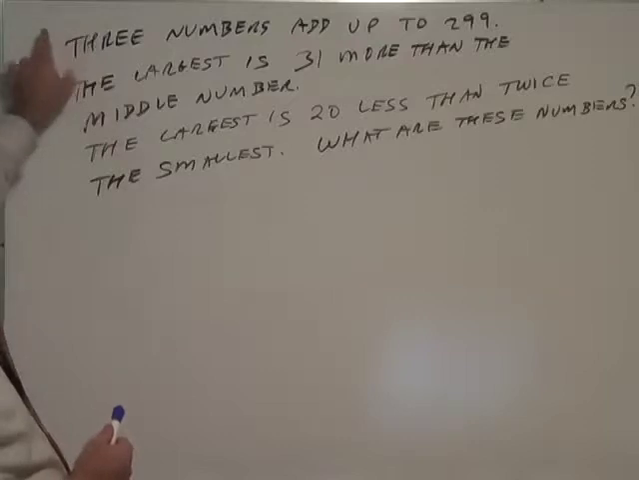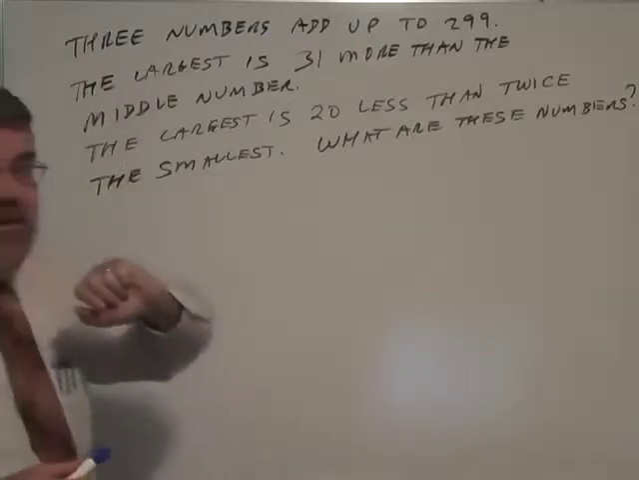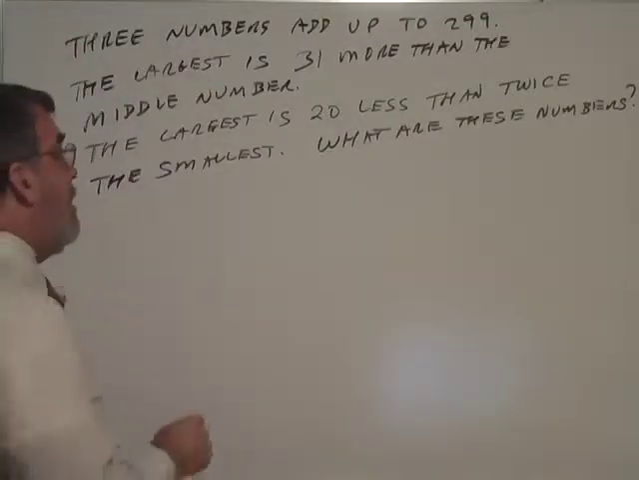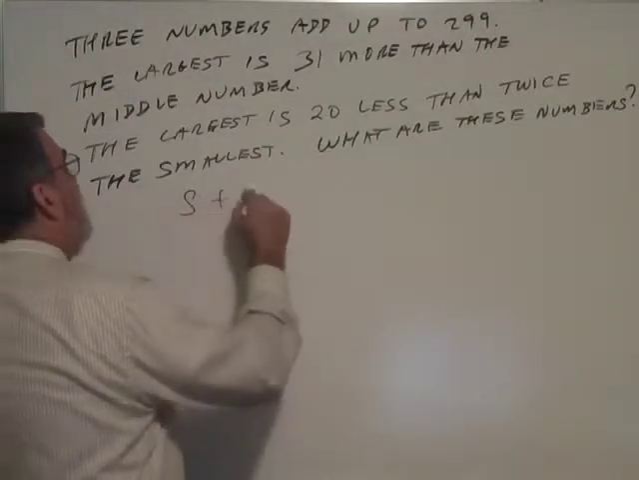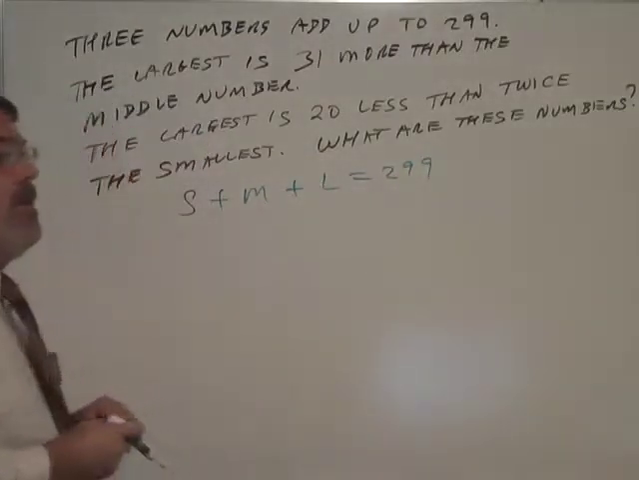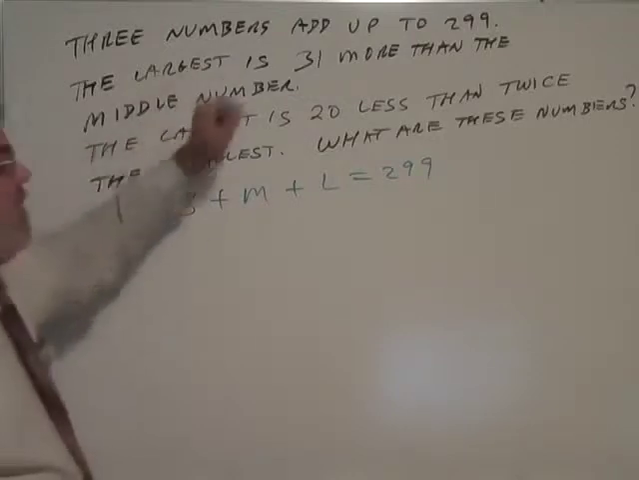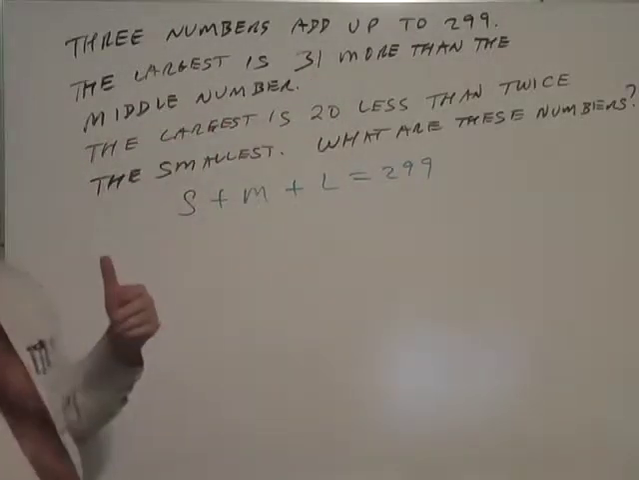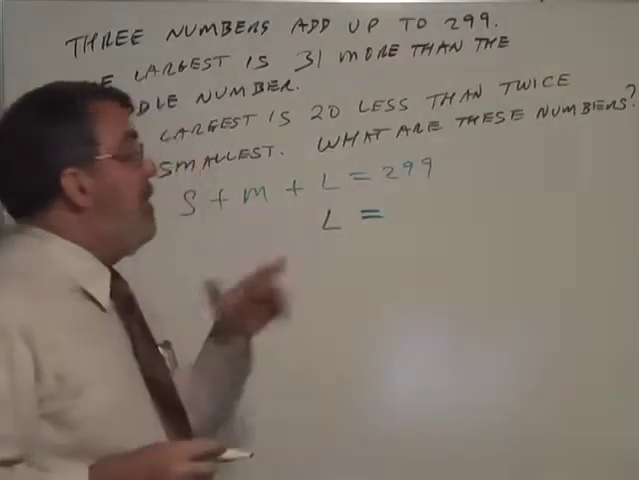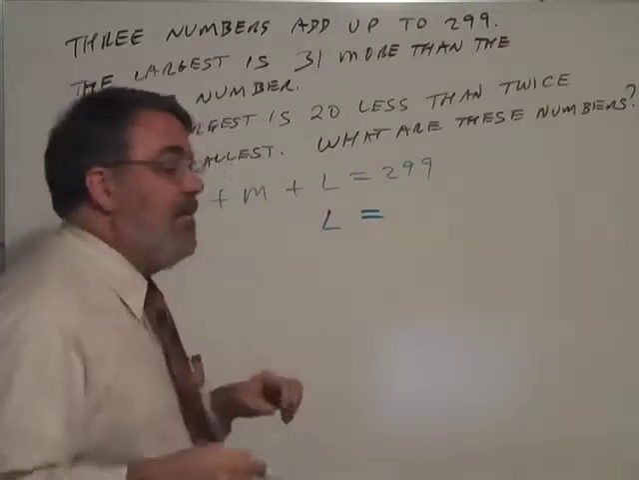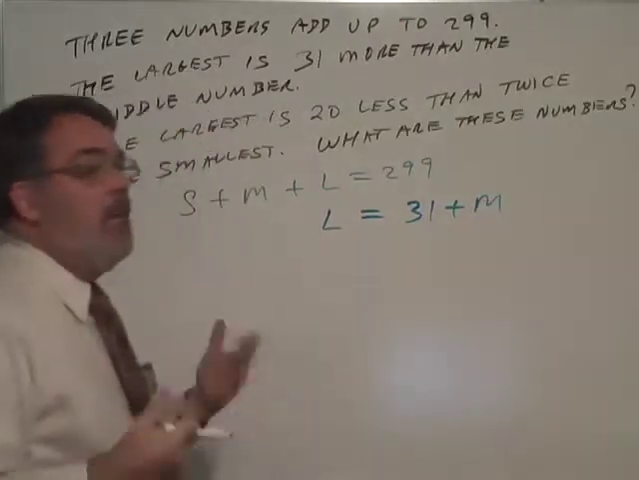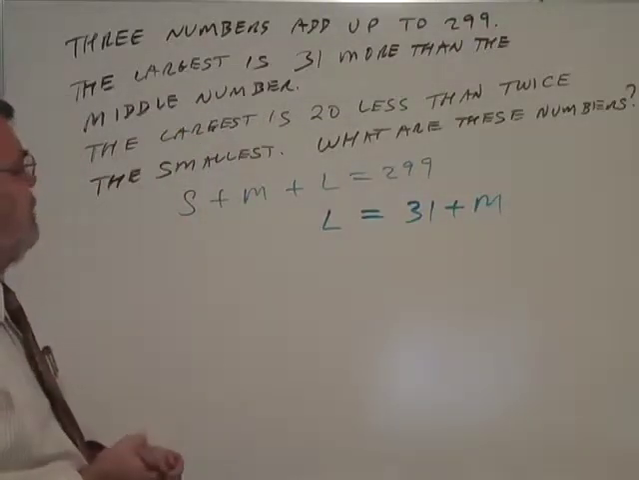Three clues. There are three clues, incidentally, because there are three unknowns. The first clue: three numbers add up to 299. So small plus medium plus large equals 299. S plus M plus L is 299. The largest number is 31 more than the middle number. So the largest equals 31 added on to M. L is 31 plus M.